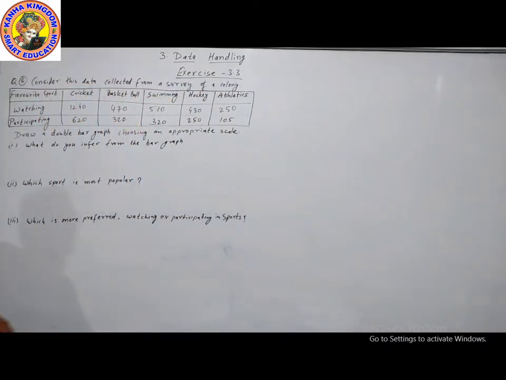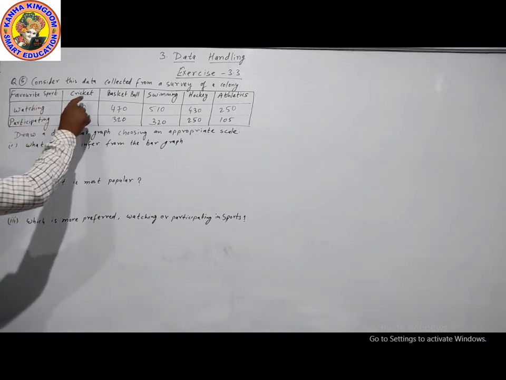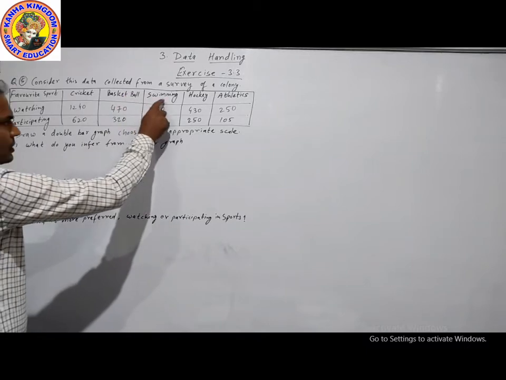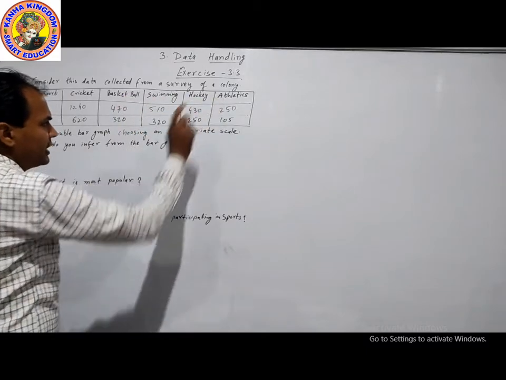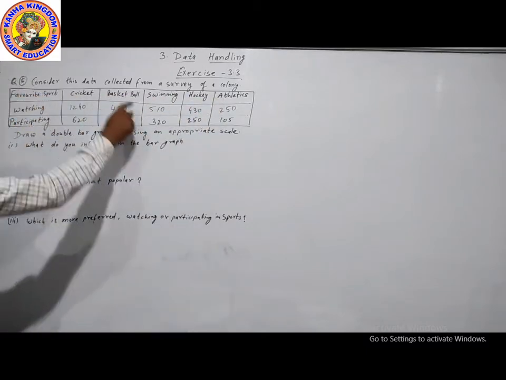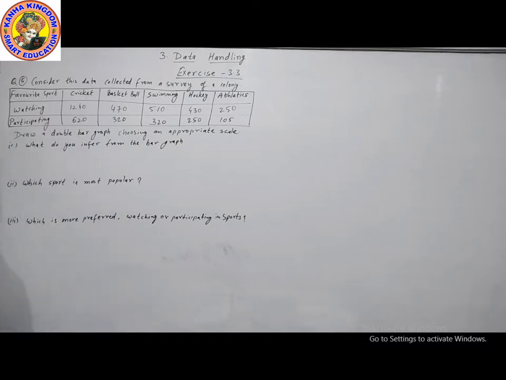Now our next question is question number 5. Consider this data collected from a survey of a colony. A survey is done in a colony on sports for watching and participating. Their favorite sports: cricket, basketball, swimming, hockey and athletics.